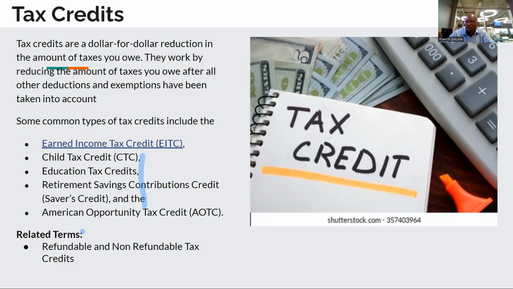There's some credit they give to you, like the stimulus check. They don't tell you what to do with it. You can use it for whatever you want to do. So that is the way the taxes and all the refunds work.